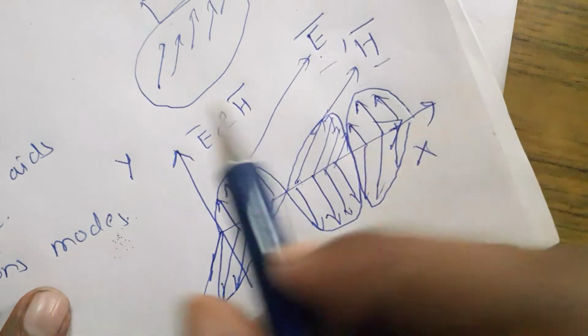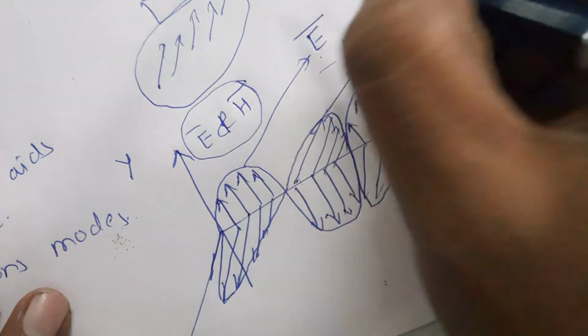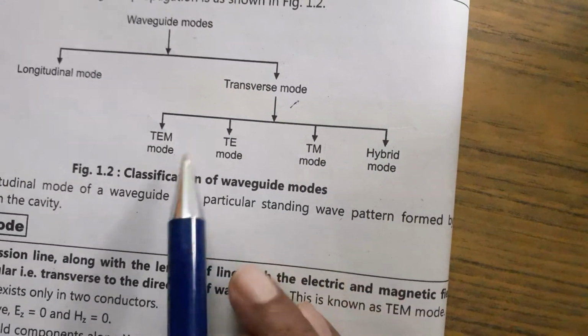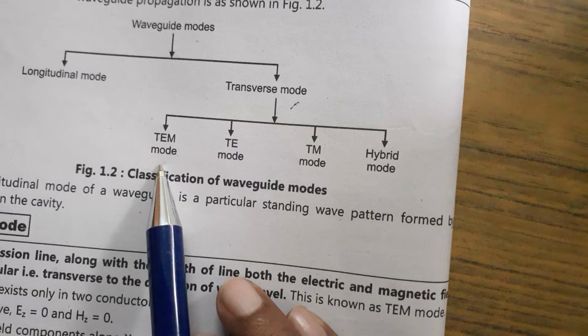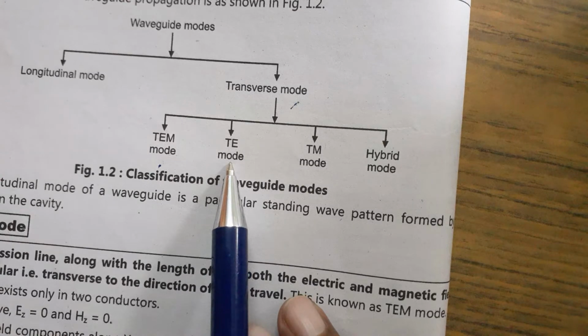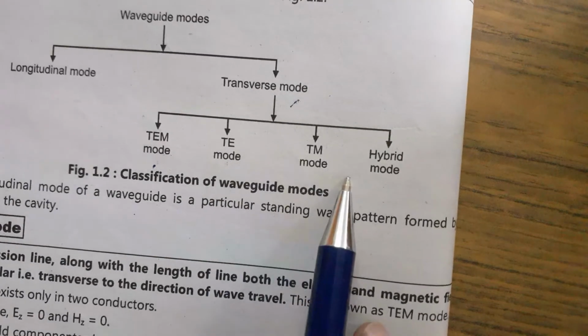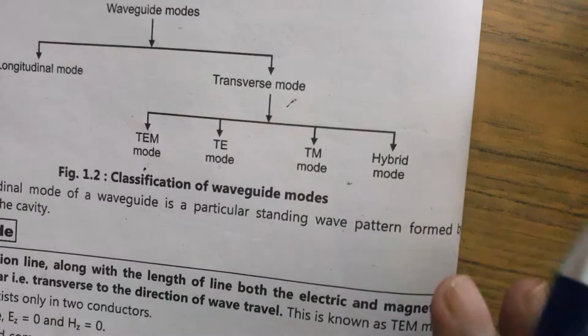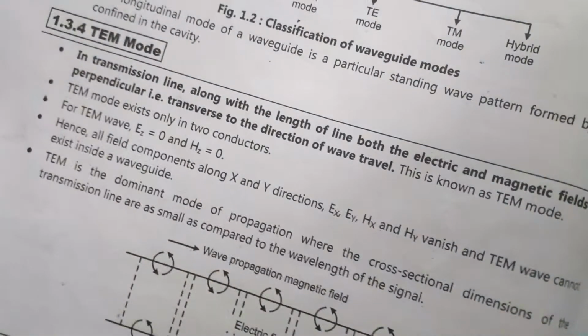So if we have to classify E bar and H bar in terms of propagation, we will call this the transverse mode. Okay. So in TEM mode, both the waves are transmitted, that is the electric wave and the magnetic wave. In TE mode only electric waves are transmitted, in TM mode magnetic waves, and in hybrid mode both the waves are transmitted. Okay. So now we will go for the first one, that is TEM mode.